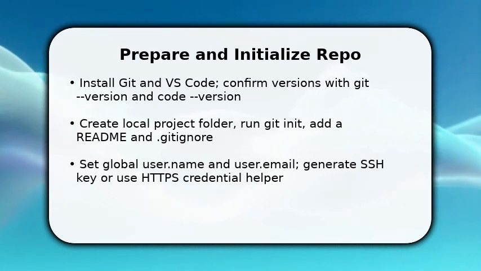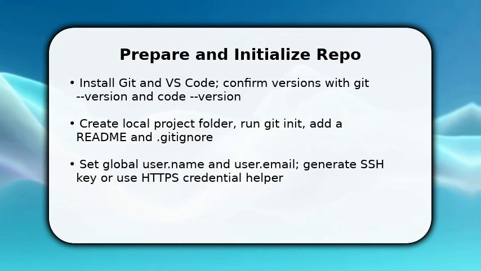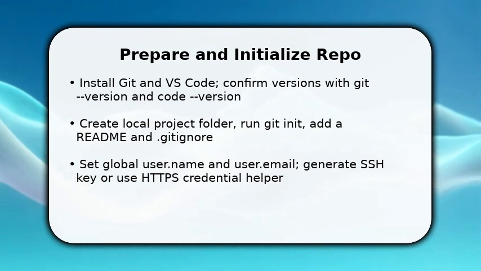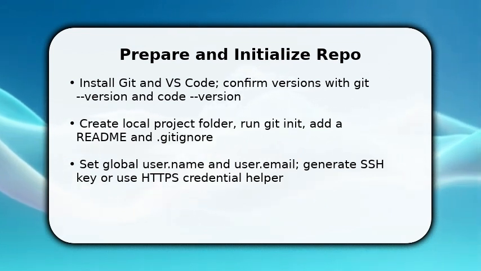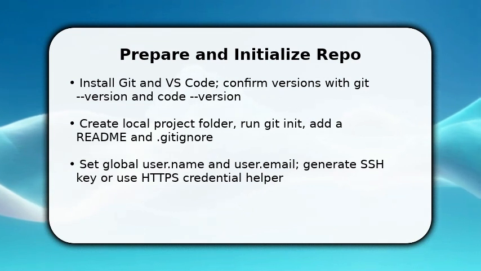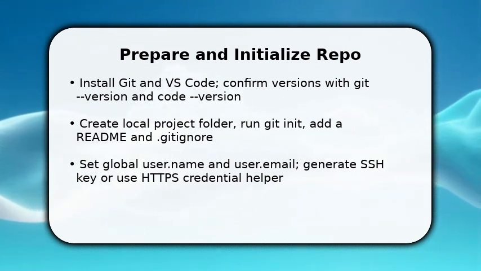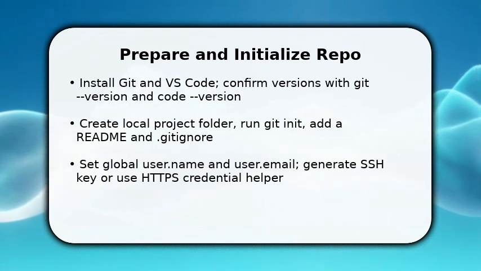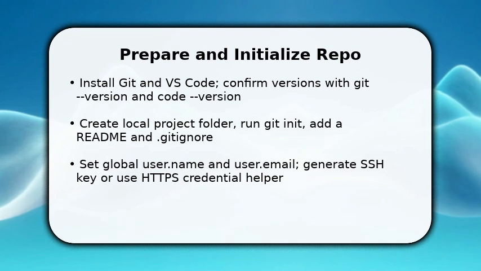You start by preparing your environment. Install Git and VS Code and confirm both are working. Next, create or open your project folder, run git init in it, and add a README and .gitignore so Git tracks the right files. Then set git config --global user.name and user.email. Choose an auth method now. Generate an SSH key with ssh-keygen and add the public key to GitHub, or enable the credential helper for HTTPS. These steps get you ready to push code.